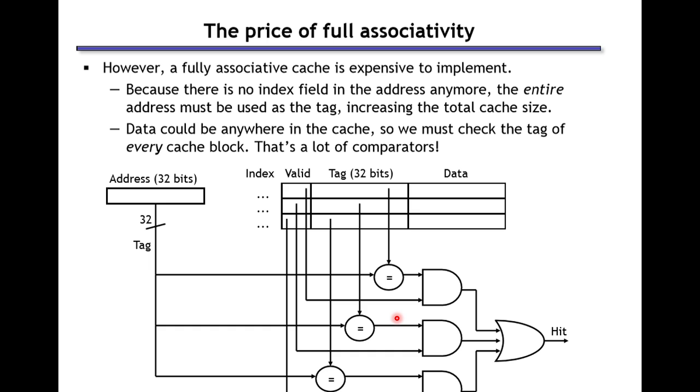One of the main problems is that it is expensive to implement because there is no index field in the address anymore. The entire address must be used as a tag, increasing the total cache size. If you see here, the address is 32 bits, the whole 32 bits are used as a tag, and the cache tag is 32 bits. Earlier it was only k bits, we were using only the last 10 bits for mapping, but now we are using the whole address as the tag, so we need more comparators. So hardware-level complexity is more compared to direct mapping.